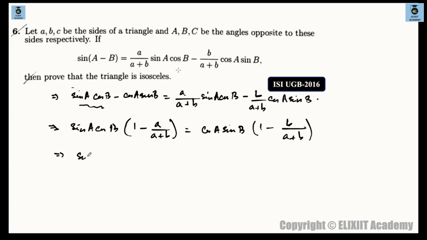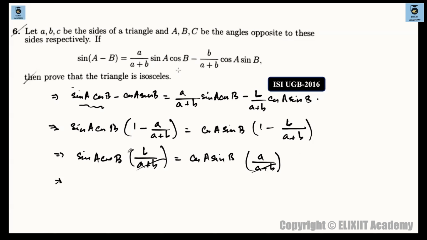So on the left-hand side we have sin A cos B. Once you simplify this bracket, a and a cancel out, so we have b upon (a+b). On the right-hand side we have cos A sin B times a upon (a+b). So (a+b) cancels from both sides. I keep all the b terms on one side and a terms on the other side. So b upon sin B is equal to cos A times a upon sin A.